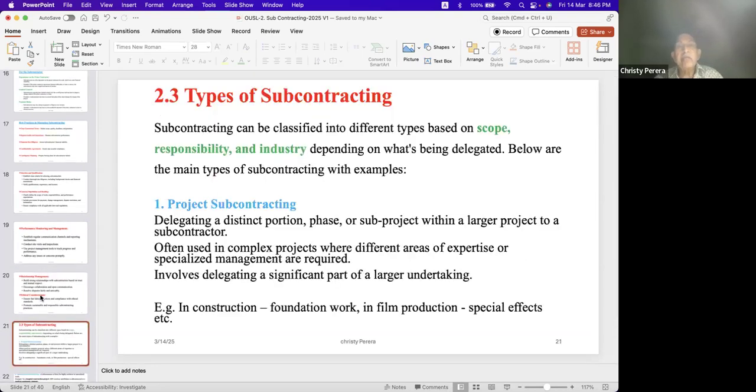Now we'll come to the types of subcontracting. Limitations are there, everything we discussed. Now we'll come to the types of subcontracting. Subcontracting can be classified into different types based on scope, responsibility, and industry, depending on what's been delegated. Below are the main types of subcontracting with examples.